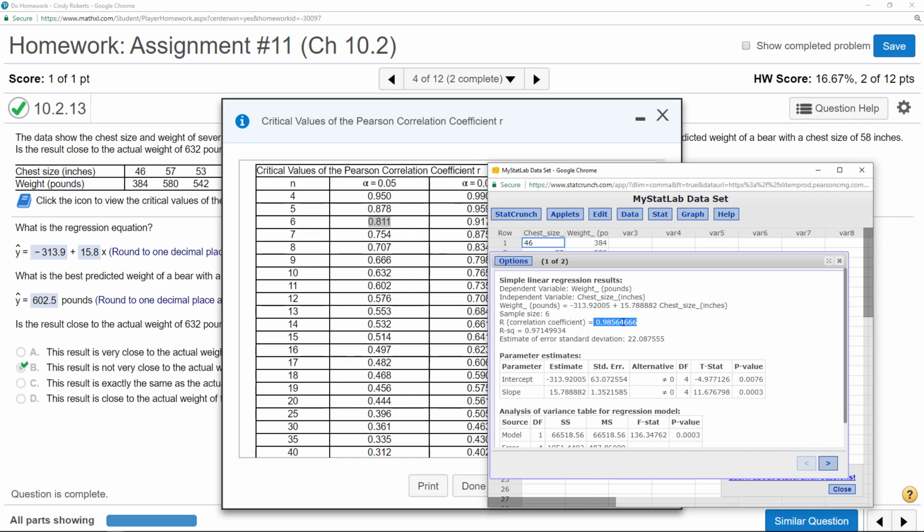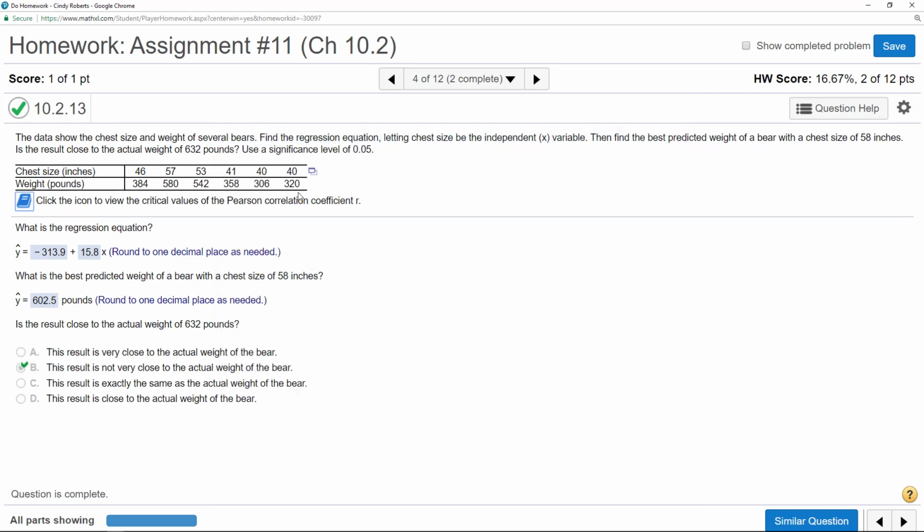So when you have your correlation coefficient larger than the critical value, that's good. That says this is a good prediction equation. And so then what you do is you take where you see the X and you plug in 58. So do negative 313.9 plus 15.8 times 58. And you'll see that's how I got my predicted weight, which certainly is not very close to the actual weight of the bear. But that's how you use StatCrunch to find regression equations.